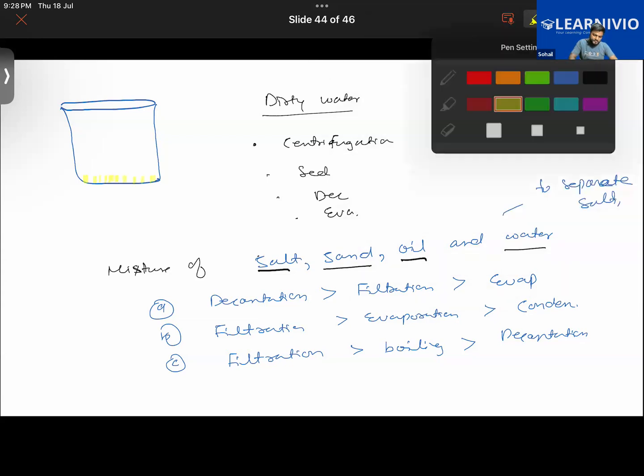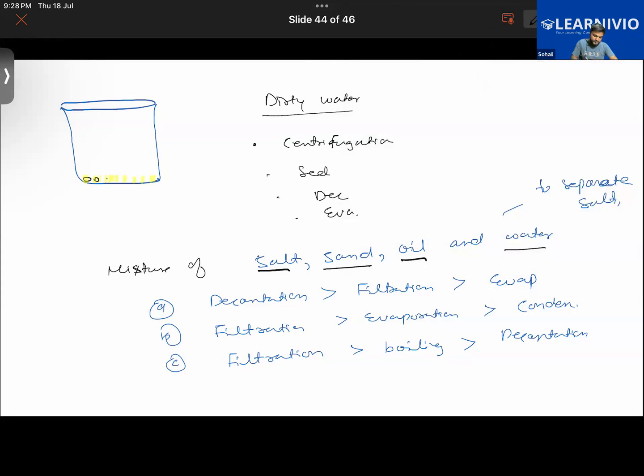No, just don't jump to the answer right now. First of all, do this exercise with me. Sand will be settling at the bottom. After sand, which is heavier? Salt. Salt, very good. So say that these are salt particles that would be settling above it.